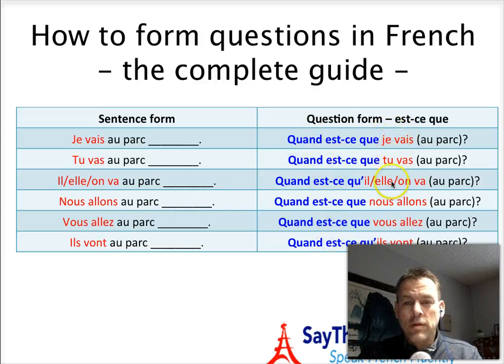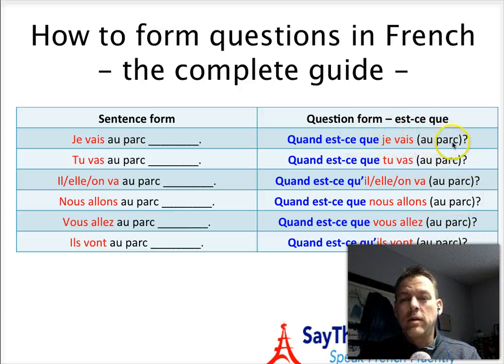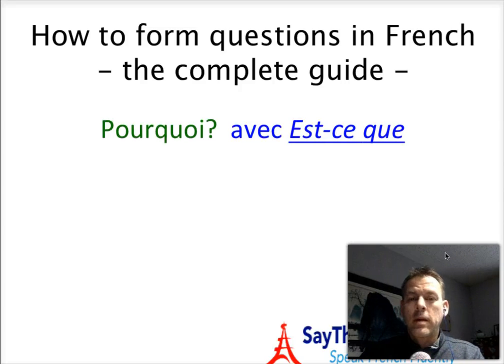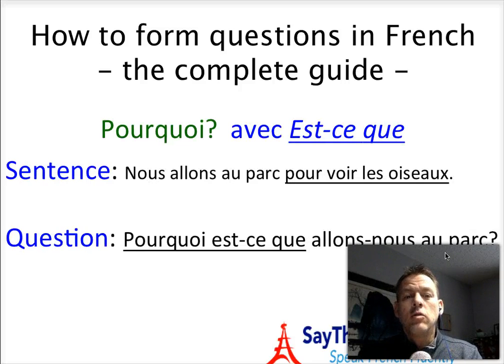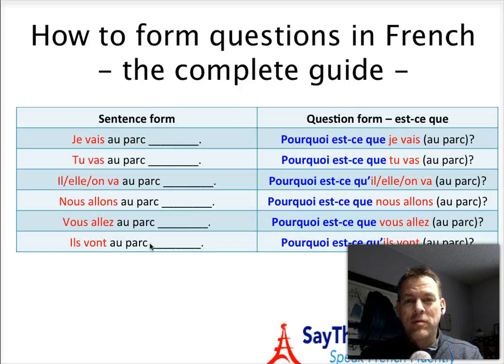Again, je vais stays the same. Quand est-ce que: you create a sandwich around the expression est-ce que, and then you put whatever complement of the verb is going to be. Je vais where, right? Okay. Pourquoi? Same thing. Nous allons au parc pour voir les oiseaux. That becomes pourquoi est-ce que nous allons au parc? There's the table for you.